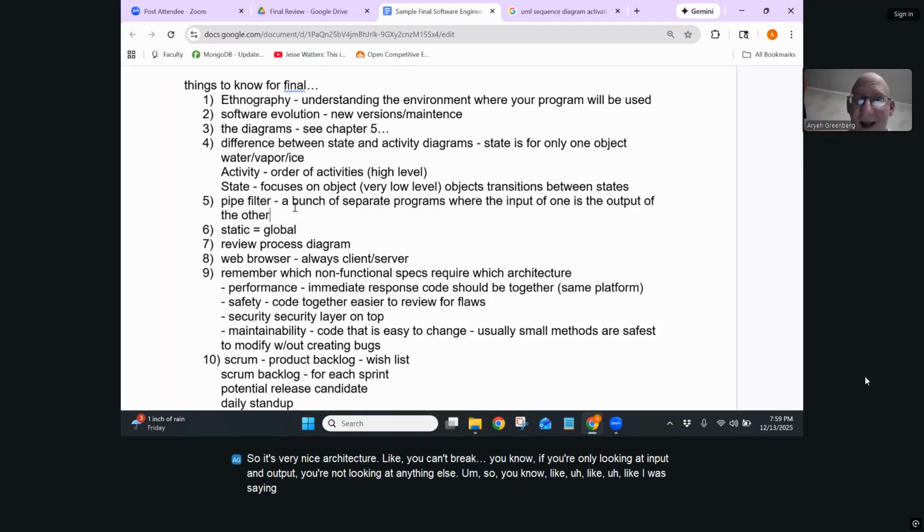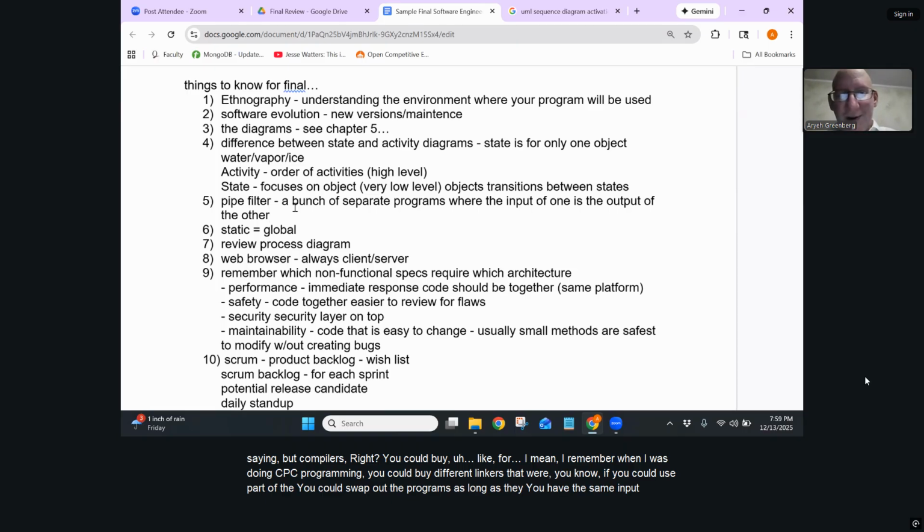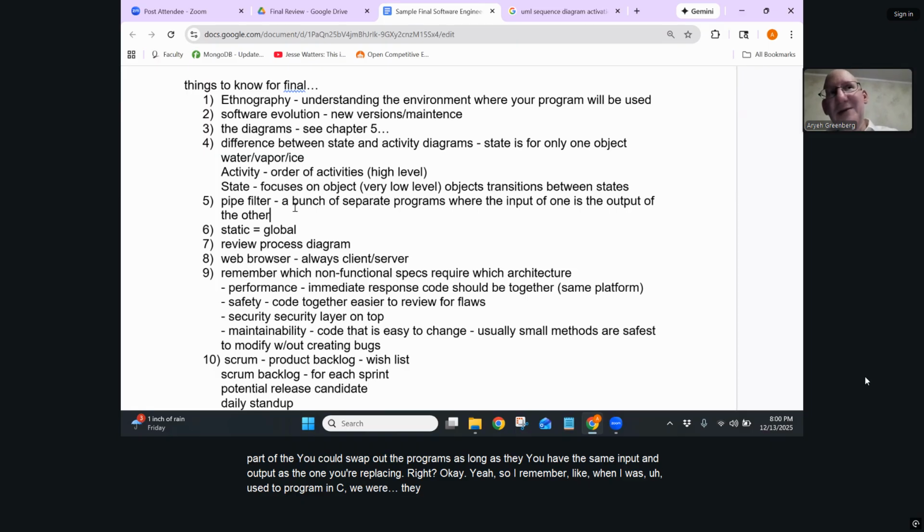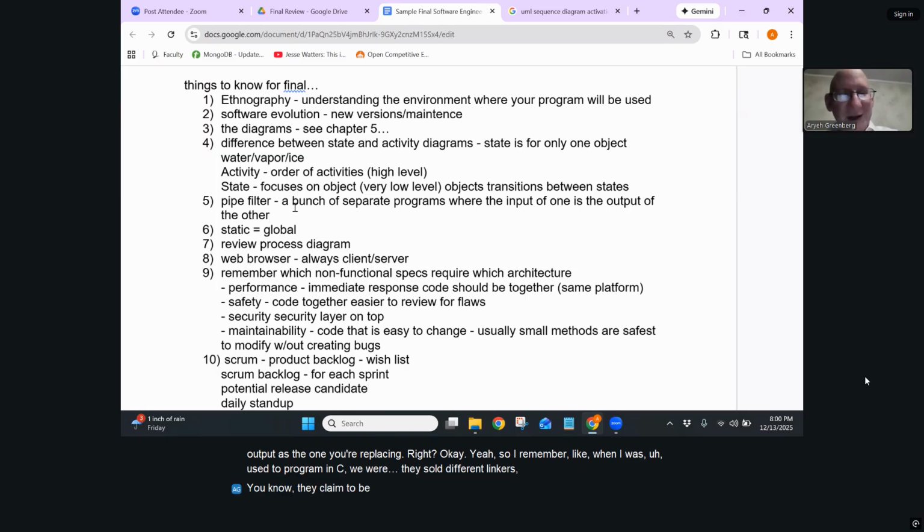Like I was saying with compilers, right? I remember when I was doing C programming, you could buy different linkers. You could swap out the programs as long as they have the same input and output as the one you're replacing, right? They sold different linkers that claimed to be more efficient.